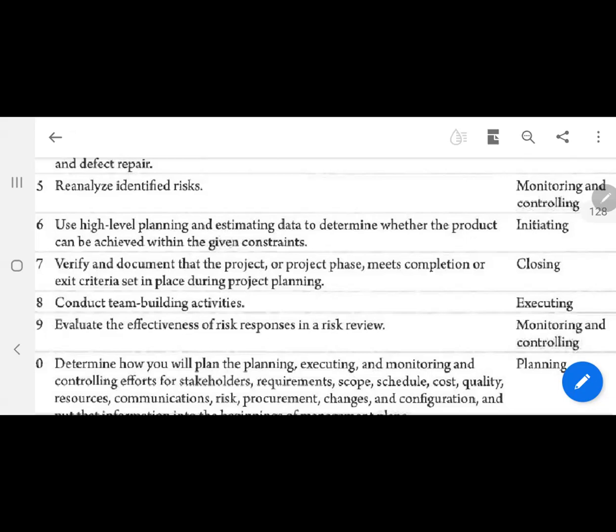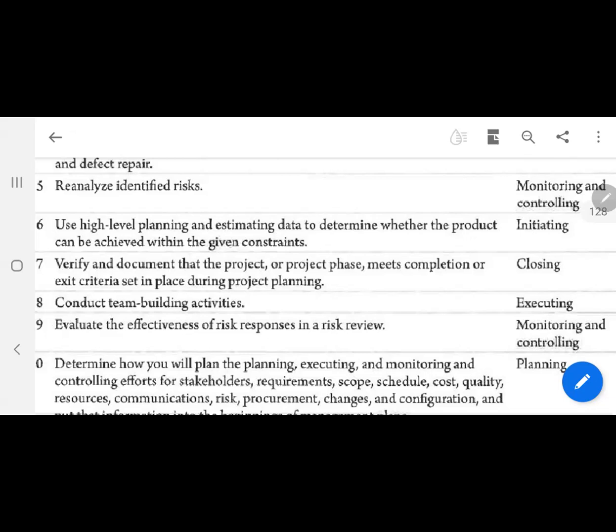So you see, verify and document that the project or project phase meets completion or exit criteria set in place during project planning. Closing process group, right? Yes. Remember, closing process group deals with the closing process. That means closing the project and also closing a phase of that project. All the phases of the project must be closed using closing process group. So verifying and documenting that the project or project phase meets exit criteria set during project planning is closing.